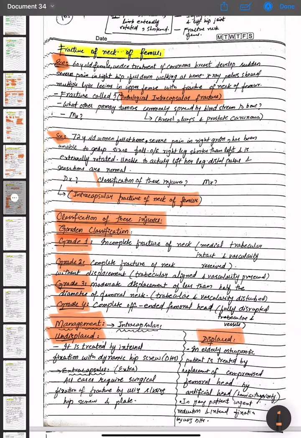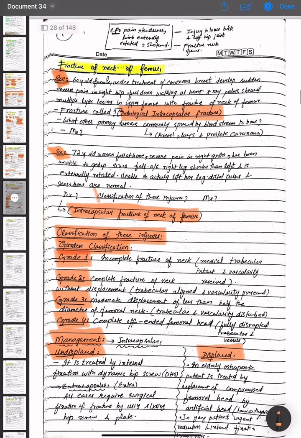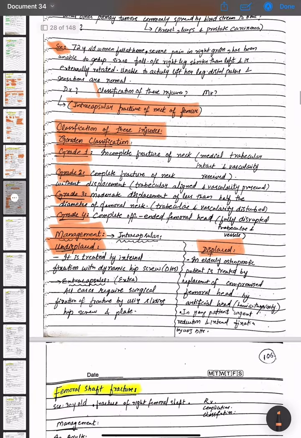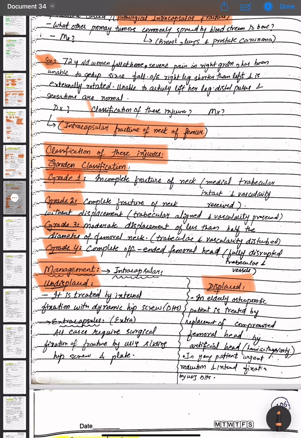So what we have studied in the fracture of neck: first of all, we have read the scenario and the clinical features. In clinical features, we will have pain, tenderness, limb externally rotated and shortened. And the history of injury to the lower back and left hip joint will be present, and there will be fracture of neck of femur. So what is the classification of these injuries? These are Garden classification, and we have 4 grades, that is 1, 2, 3 and 4. And for the management, we have different managements for undisplaced and displaced, which we have discussed.